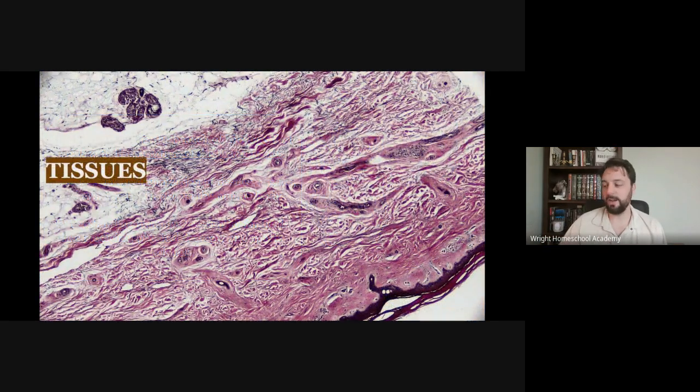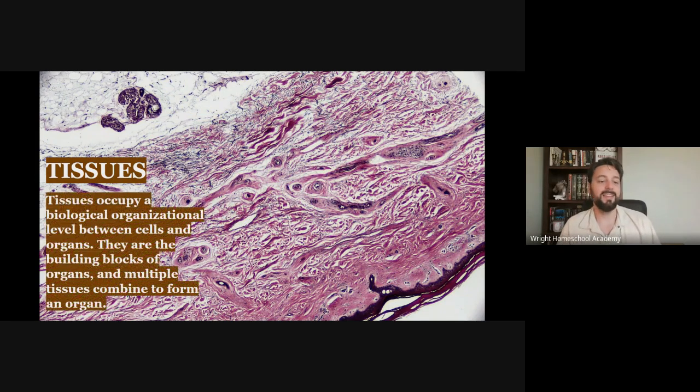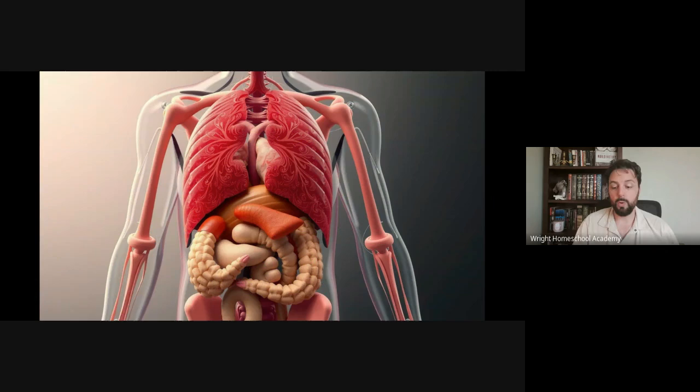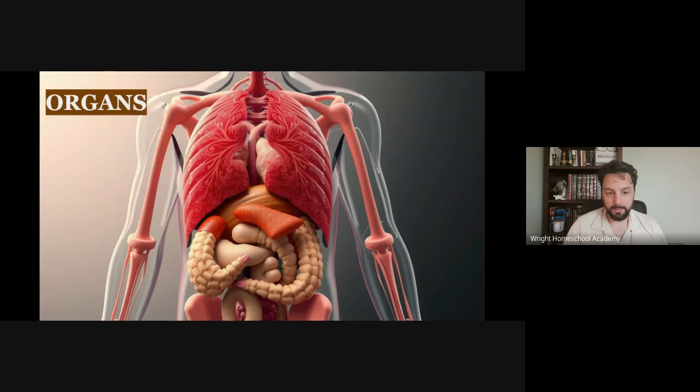All right, let's talk about tissues. No, I'm not talking about facial tissues. I mean the biological organizational level between cells and organs. So, in other words, lots of cells make up tissues, and then multiple tissues make up organs. That's how it works. Okay, there are lots of organs in the human body. Can you name a few?